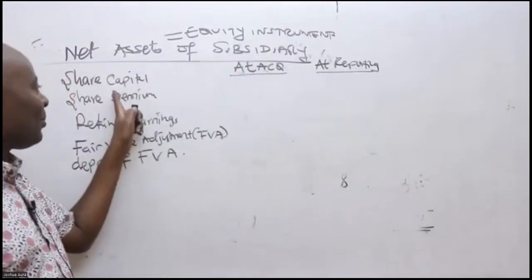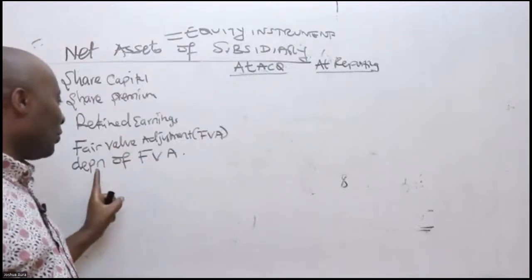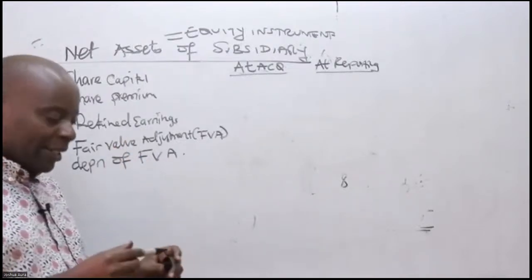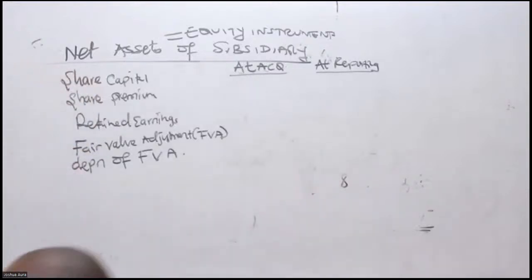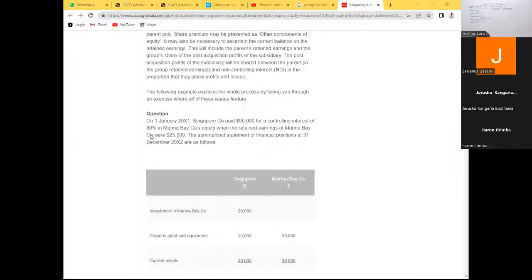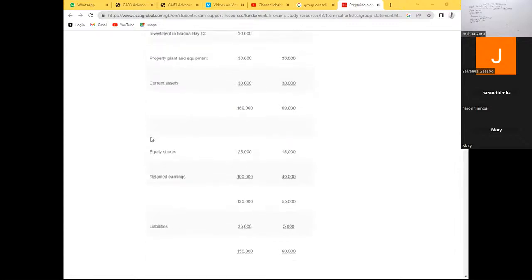Now, so share capital, share premium, retained earnings, fair value adjustments, and then we have depreciation of fair value adjustments. Great. Now let's get back here. So now we are here. Ladies and gentlemen, what are they telling us here? Look at Marina Bay, your subsidiary. Please go to the equity area.